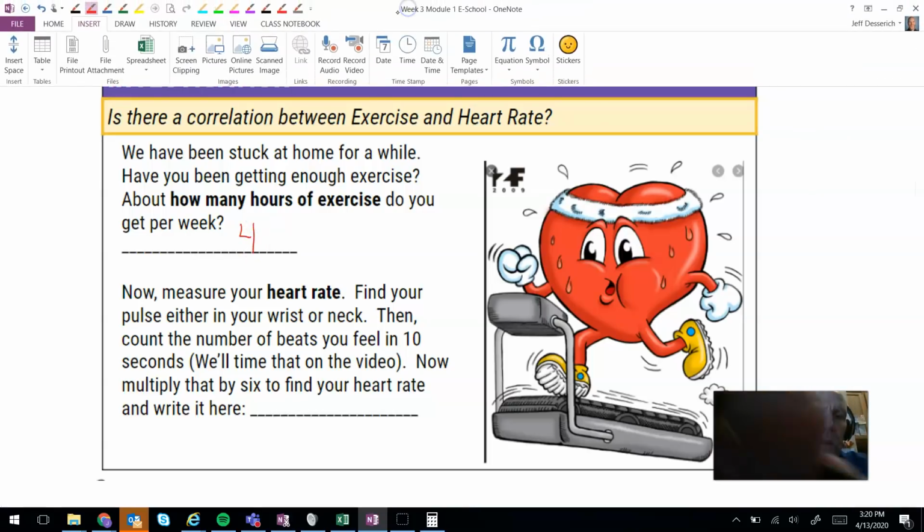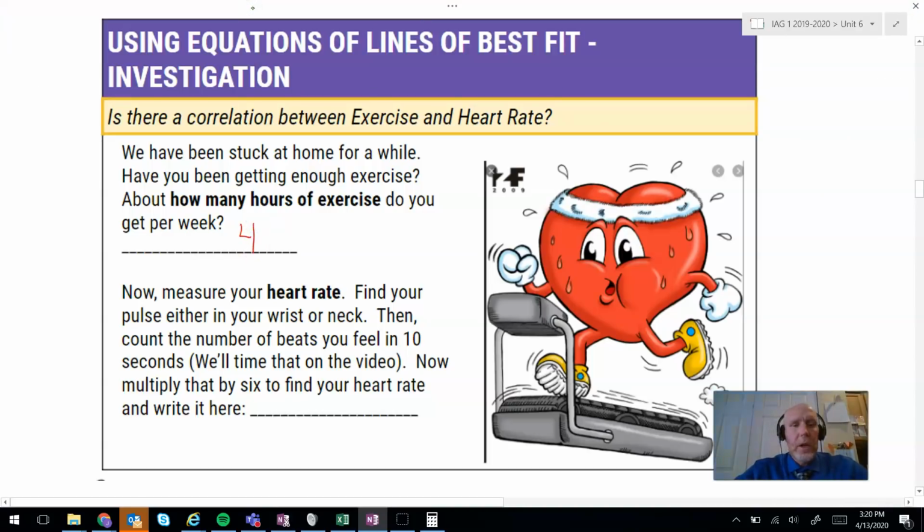I'm going to change the color of my pen. I like purple better. I do about 4 hours a week. I don't know about you, but that's what I do. So why don't you write that down there? How many hours of exercise do you get every week?